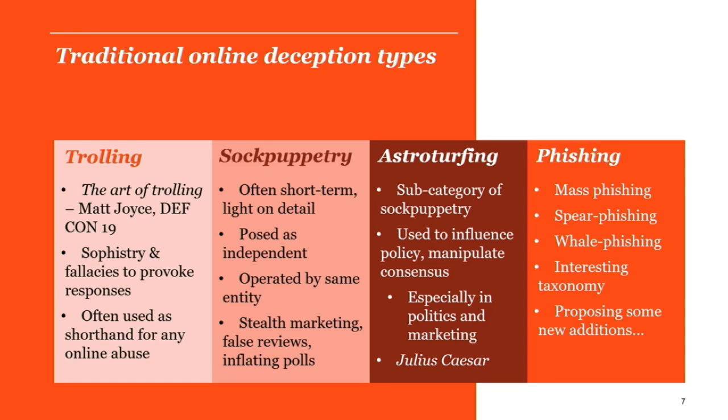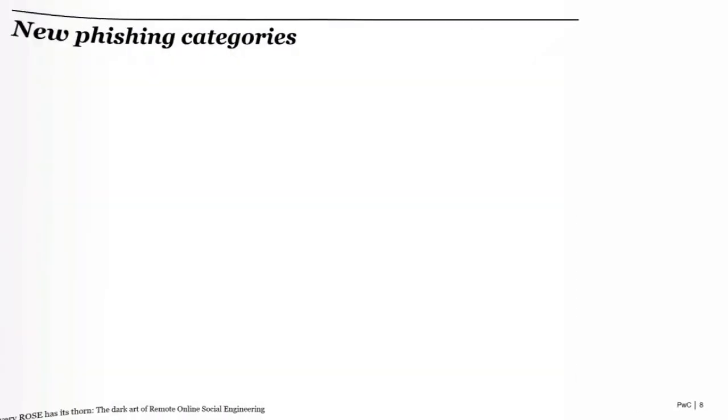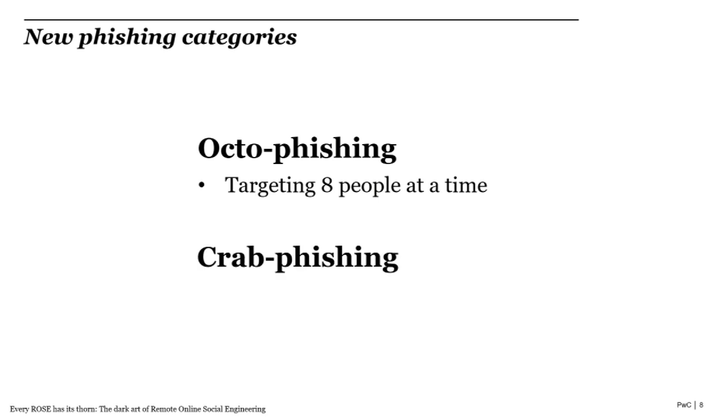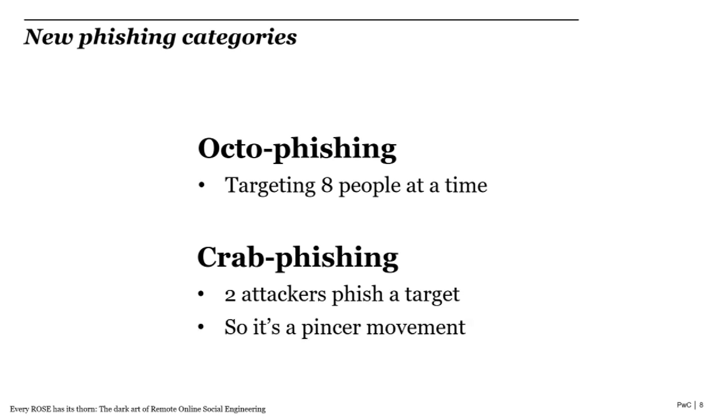Now, my bachelor's degree was in English language and literature, and I'm still really interested in linguistics. I have a weakness for really bad puns as well. So I think the whole kind of taxonomy around phishing is really interesting. So as a quick sidebar, I'm proposing some new additions to that taxonomy around that kind of marine theme. So there's octo phishing. This is just when you target 8 people at a time. That's literally it. There's crab phishing. This is when you have 2 attackers phishing a target at the same time, so it's a pincer movement. Sorry.